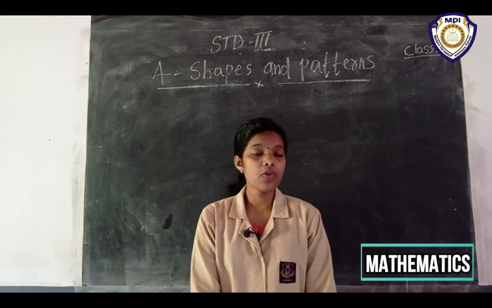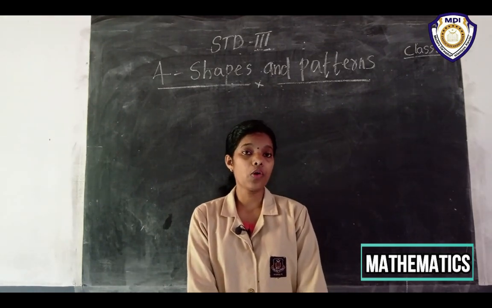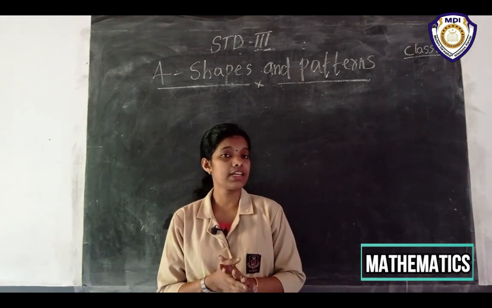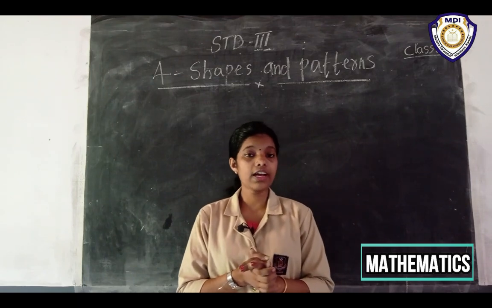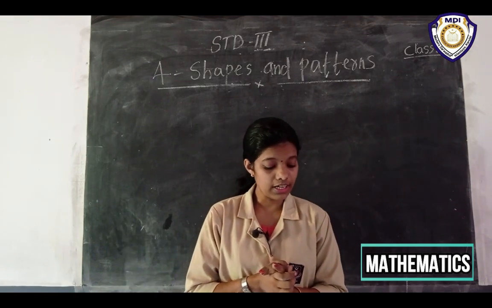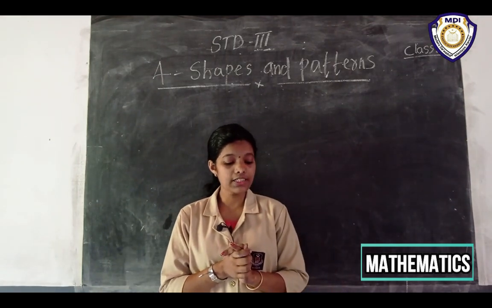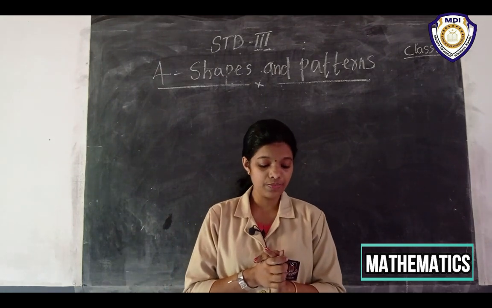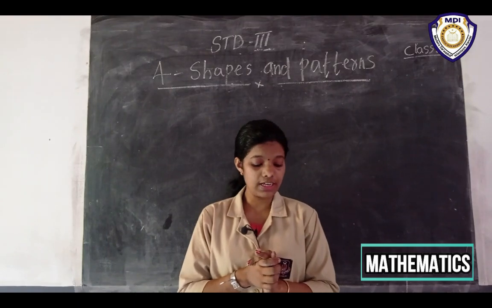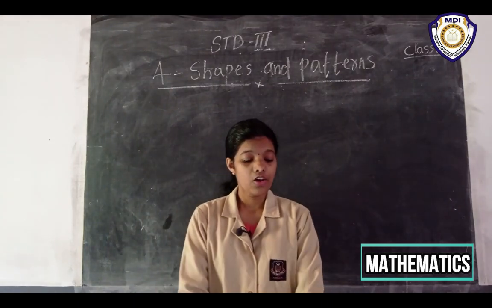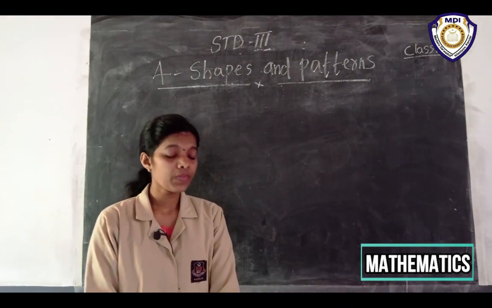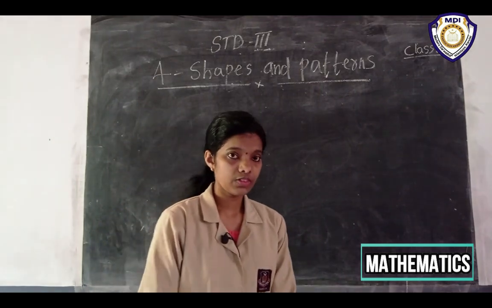First one, draw the following shapes: square, triangle, rectangle and circle. Second one is, observe and complete the given pattern till the end of the line. First one is, draw the following shapes.